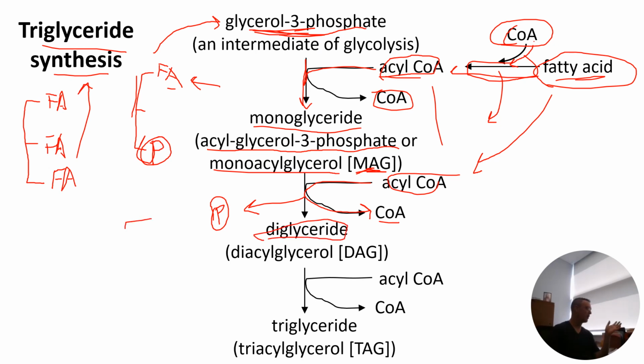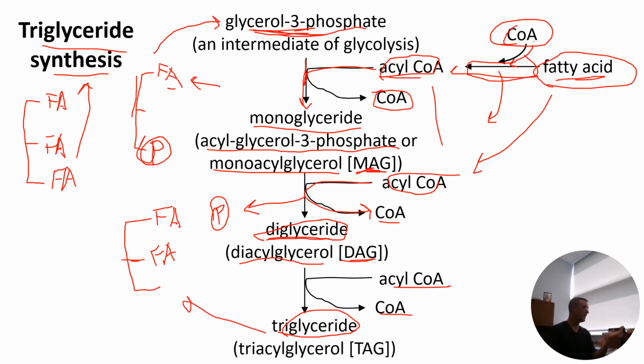So the diglyceride, now the phosphate is gone, right? But now here's the glycerol molecule, and we have 2 fatty acids attached because we just attached another one. So that is termed again a diglyceride, or to be more technically accurate, a diacylglycerol, or DAG. Well, all we're going to do is do this a third time. We add another acyl-CoA, kick off the CoA, and now we finally have our triglyceride.